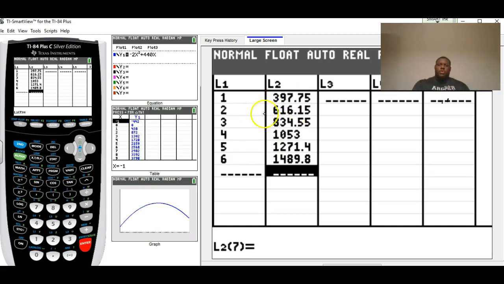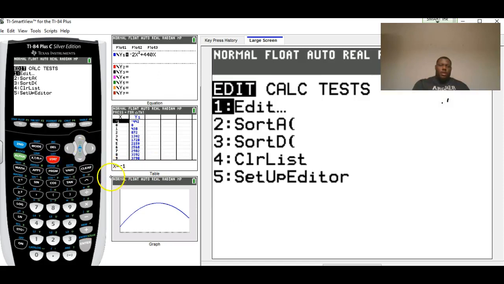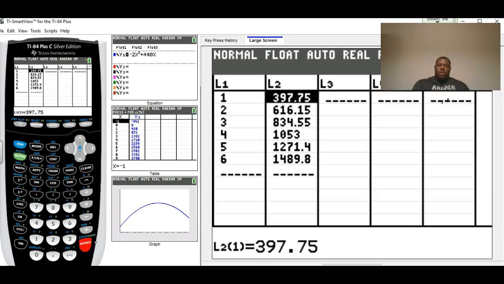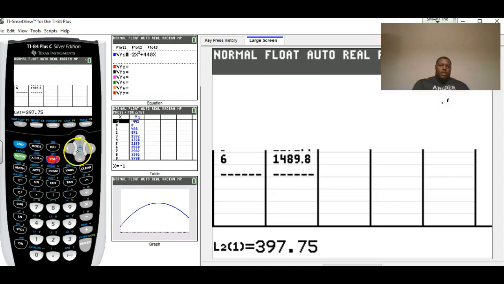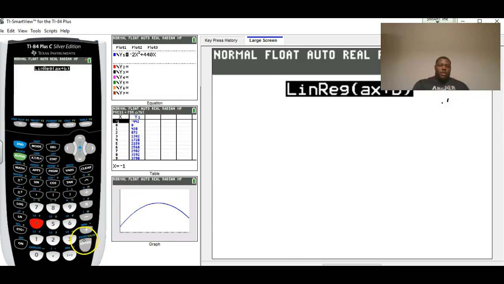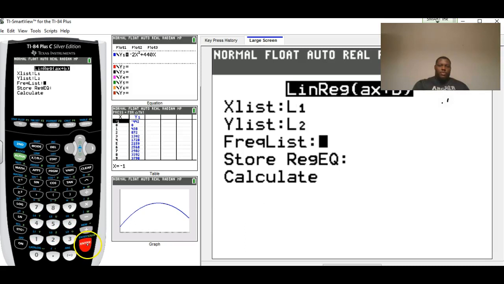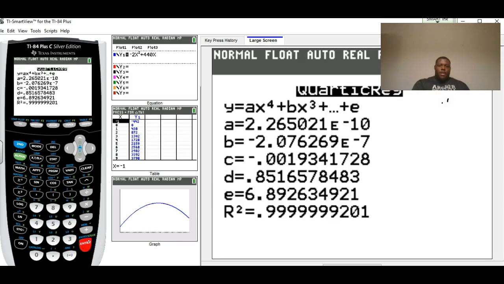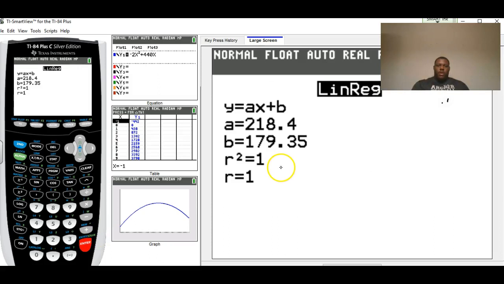Once you put the data here, you go stat, then edit. I'm sorry, stat, then calculate. Then let's check our function. I'm going to go linear regression right here to check it, to make sure I came up with the right equation. 218.4 plus 179.35, which is what we said. So there's our equation.